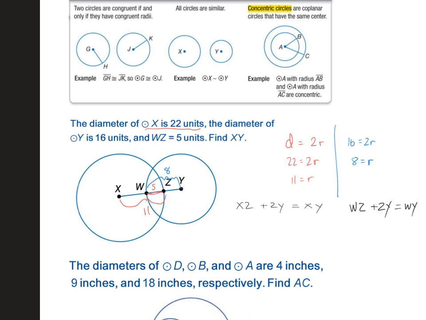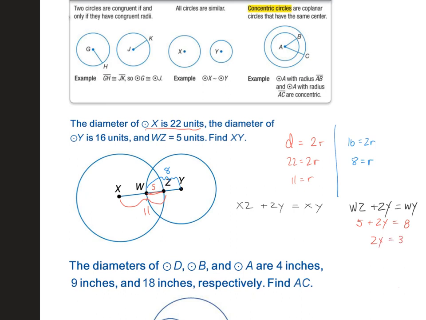So I'm going to go on and fill in what I know. And I know that WZ was 5. They told me that. Plus ZY, that equals WY, which is half of the diameter, which is 8. So that means ZY equals 3.